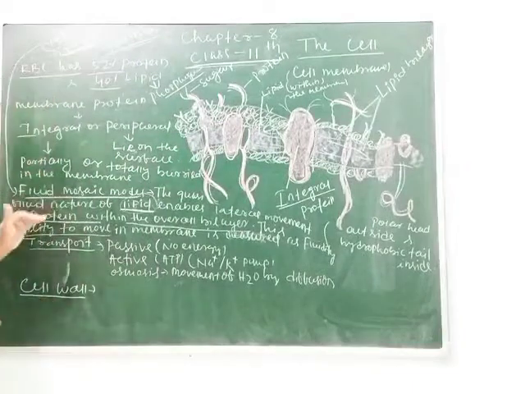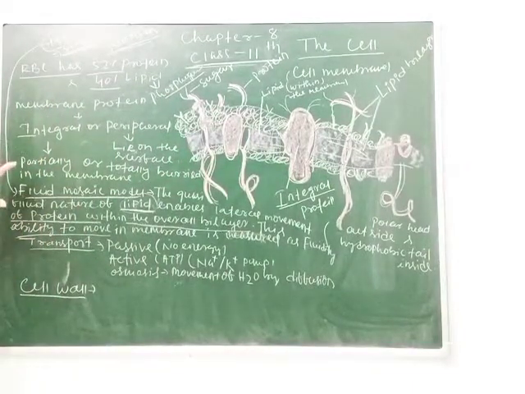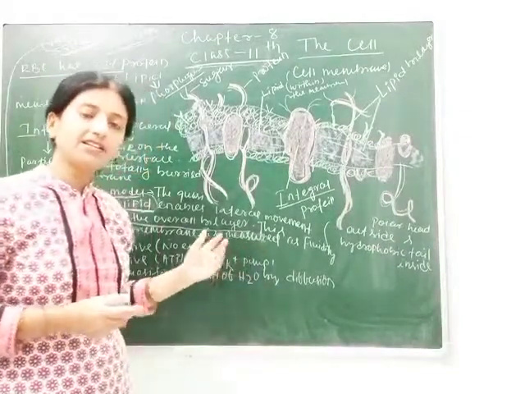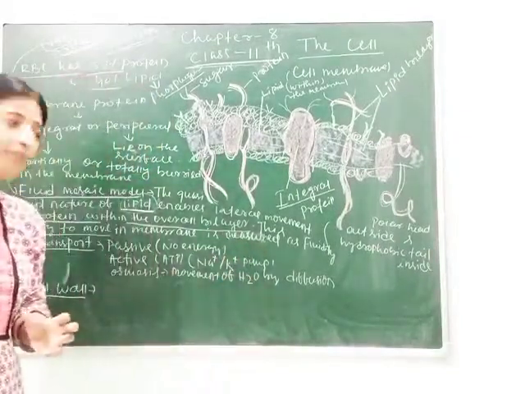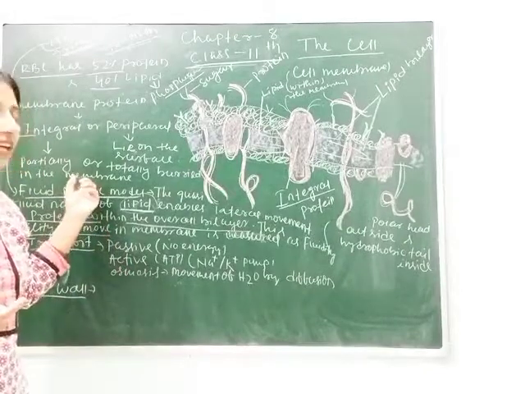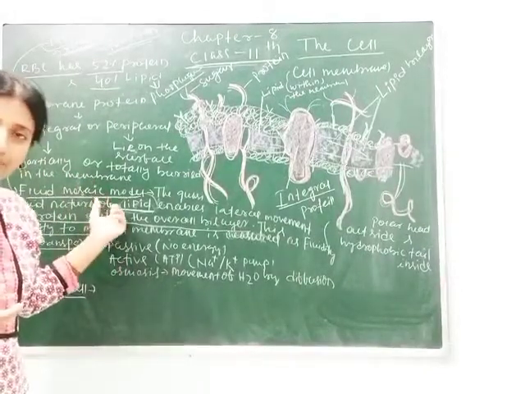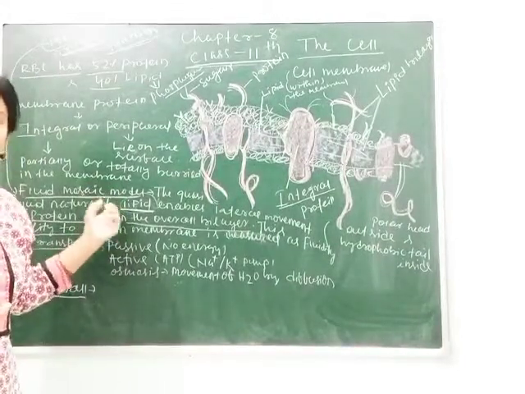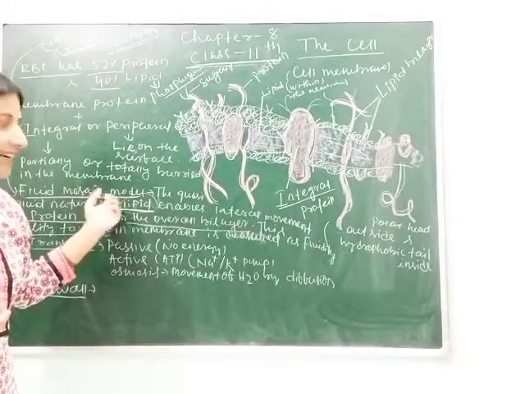Clear students? So the fluid mosaic model tells us about the fluid nature of the membrane, and this is also important for cell growth, formation of intercellular junctions, secretion, endocytosis and cell division. Clear? If a question comes, what is the importance of the fluid mosaic model? You can say it helps in cell division, cell differentiation, endocytosis, etc.